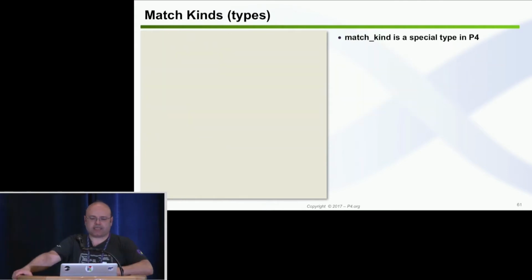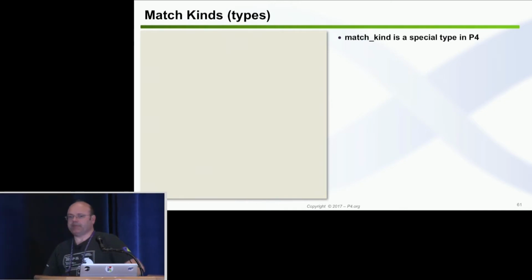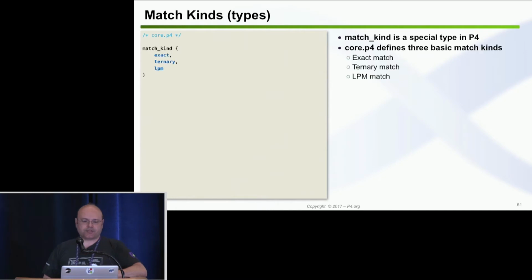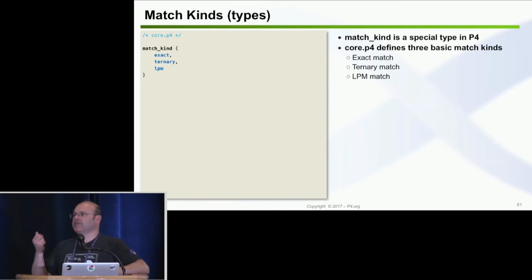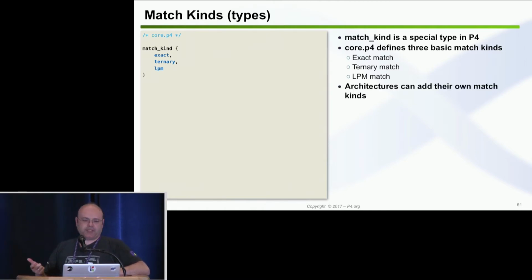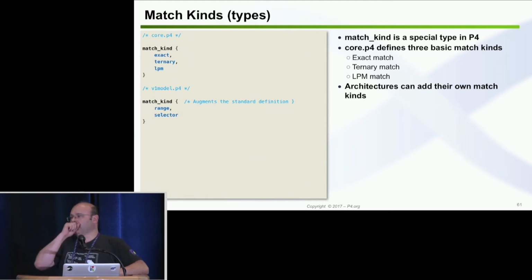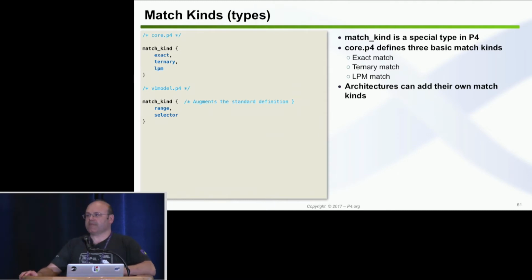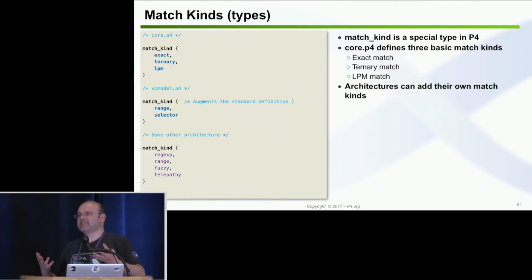What match kinds are available in P4? Match kind is really a special type in P4, which is similar to how we saw the error one. It can be augmented, but not by the user, but by the architecture. The basic ones that are defined in the spec are exact, ternary, and LPM. But for example, if you look at the V1 model definition, it also adds new match types like range or selector.